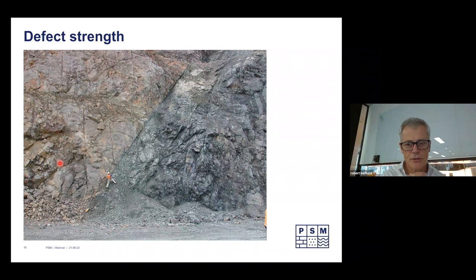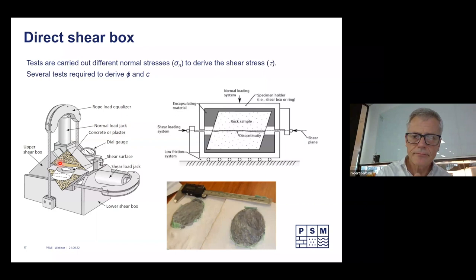Similar to intact rock, we grab what samples we can, as this guy is doing in that photograph. It's a lot harder to grab an appropriate sample to be testing, and we take it to the laboratory and we test it. This is an example of a direct shear box. We take a sample, we try and get smooth planar structures to test, and I'll explain in a moment why we do that. And we plot results. We change the normal stress and we push it and we get a shear stress. We plot that so we can derive our shear strength.